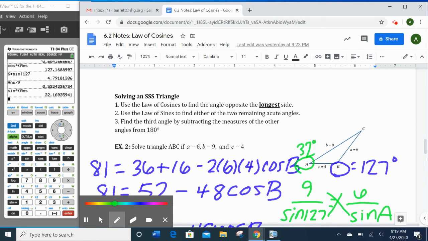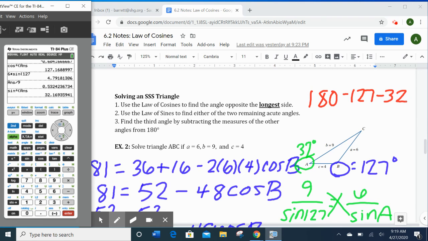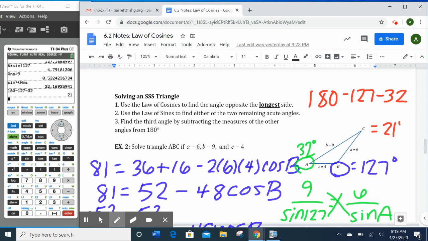And then once I know two of the angles, I can find the third one, 180 minus 127 minus 32. So I'm going to take 180 minus 127 minus 32. I get 21 degrees for angle C. So I found all three angles.